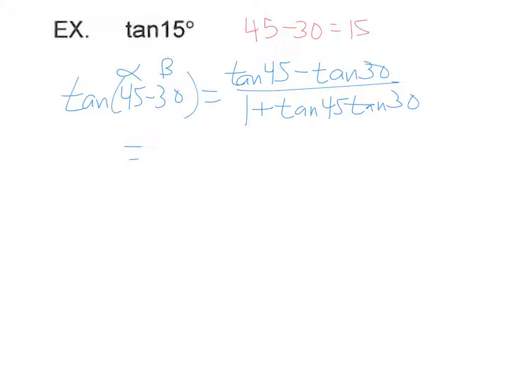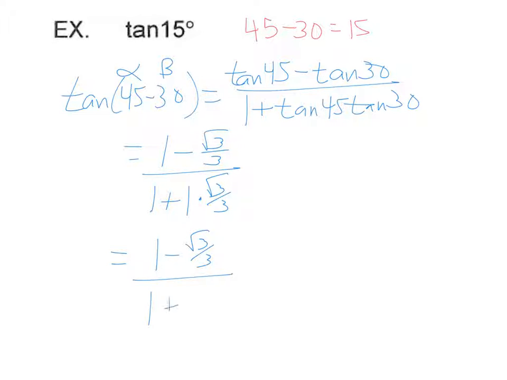The tangent of 45 is 1, minus the tangent of 30, which is square root of 3 over 3, over 1 plus, and then again, the tangent of 45 is 1 times tangent of 30, square root of 3 over 3. So 1 minus square root of 3 over 3 over 1 plus square root of 3 over 3. That could simplify down farther. It's fine with me if you want to leave it there. Just be aware the back of the book is going to go farther with that if you're checking answers.